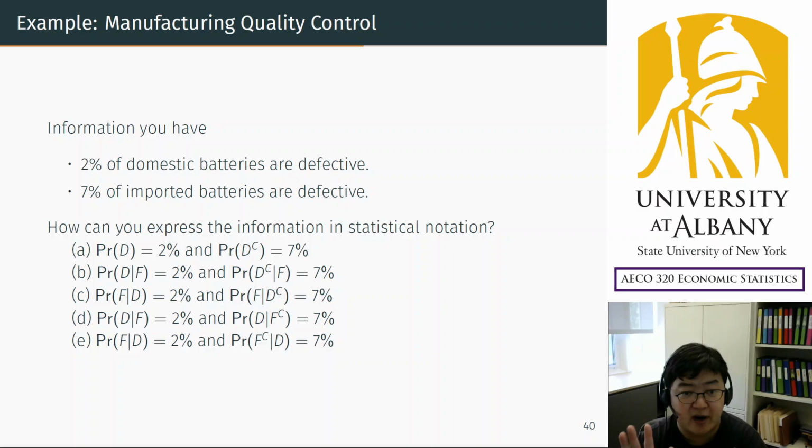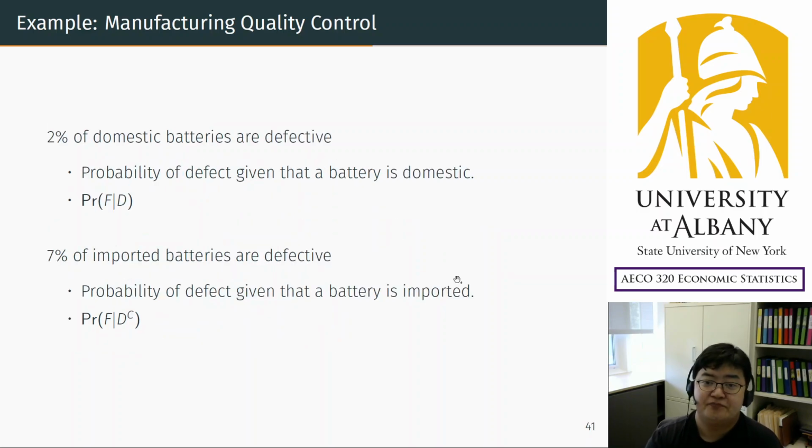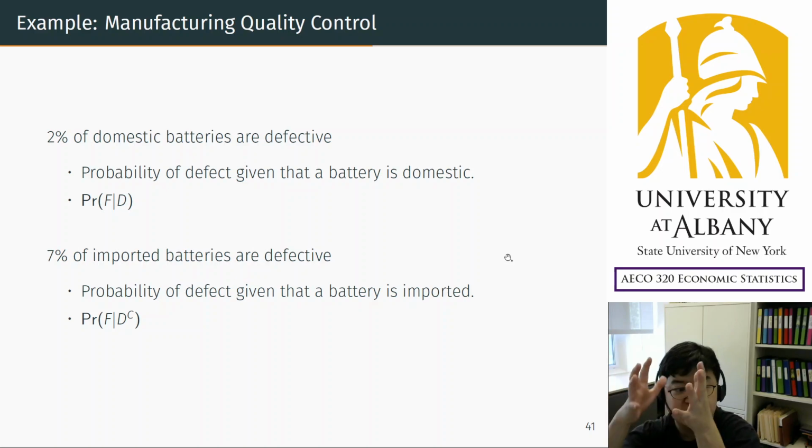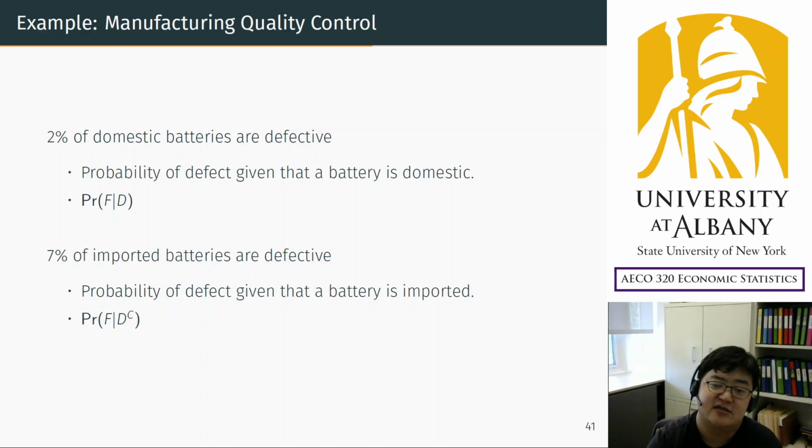This is the most important part, how you should be able to translate the information you understand into statistics. So this is the example. As I said, you may rewrite this probability this way. We are calculating the probability of defect given that, think about what is the condition, given that a battery is domestic or a battery is imported. So given a certain condition, what is the main event? That's the structure of conditional probability.